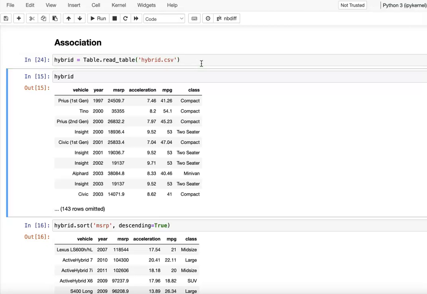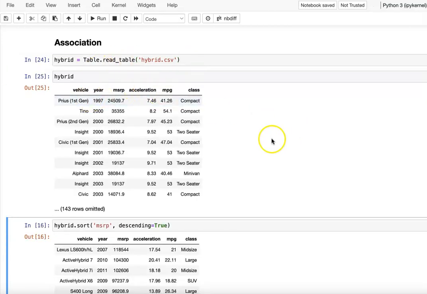So let's read the file. Then you can see that we have about 150 hybrid car models. They are ordered from low to high according to the year. Then we have the brand name, model, MSRP price, acceleration, and also the class and their gas mileage. So you can see the price varied.